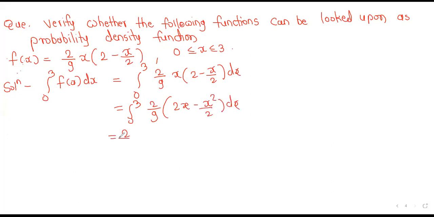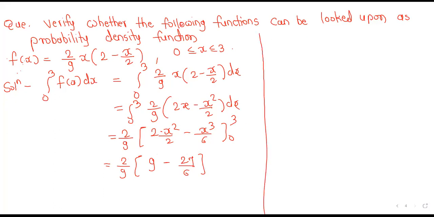So which is equal to 2 by 9, constant which is outside the integration, 2x square by 2 minus x cube by 6. Limits of integration are 0 to 3. So 2 by 9, 2 will get cancelled, 9 minus 27 by 6.